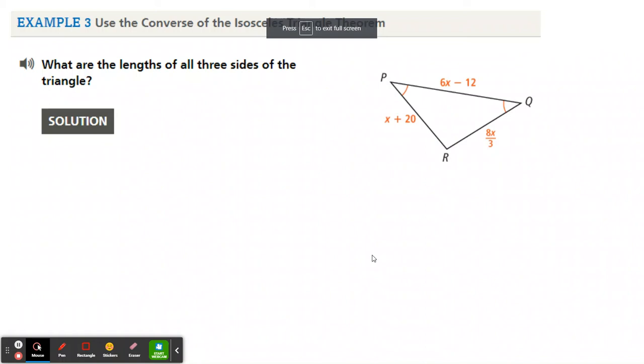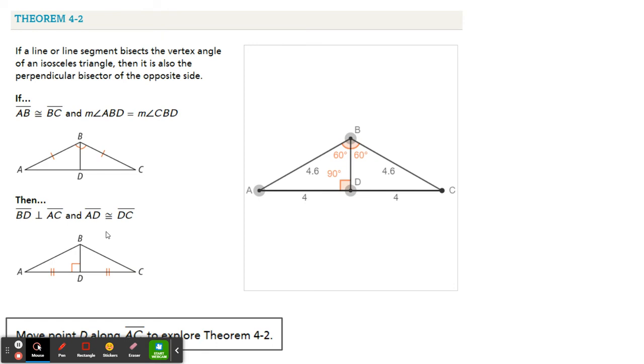Okay, video 2 here on isosceles and equilateral triangles. So let's take a look at the next idea. All right, so it's a theorem. It says if a line or line segment bisects the vertex angle of an isosceles triangle, then it is also the perpendicular bisector of the opposite side.